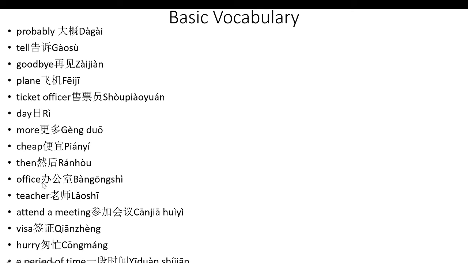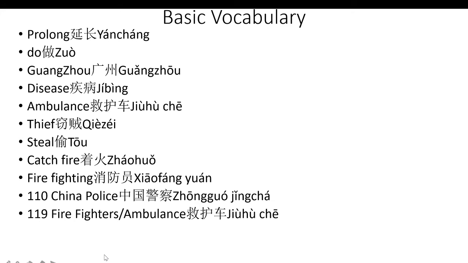Ban gong shi is office. Lao shi is teacher. Chan jia hui yi is attend a meeting. Qian zheng is visa. Chong mang is hurry. Yi duan shi jian is a period of time. Yan tang is prolong. Zhuo is do. Guangzhou is a capital of Guangdong province. It's a really rich place.